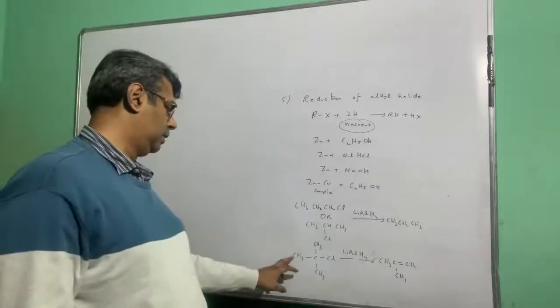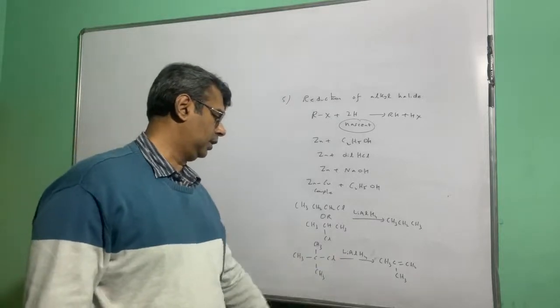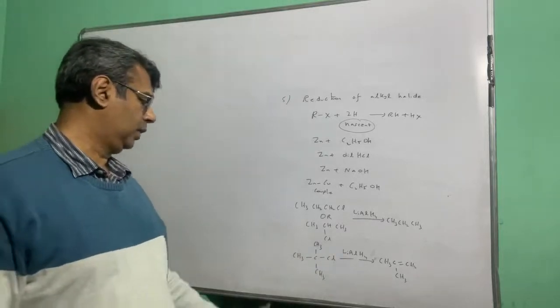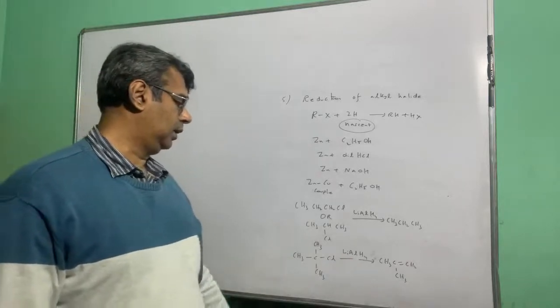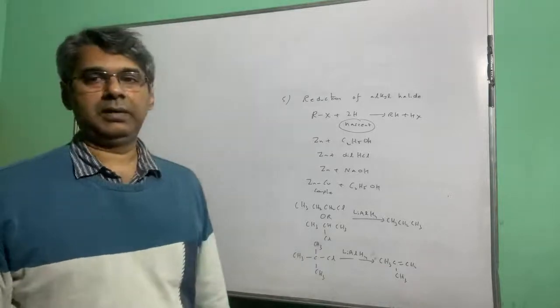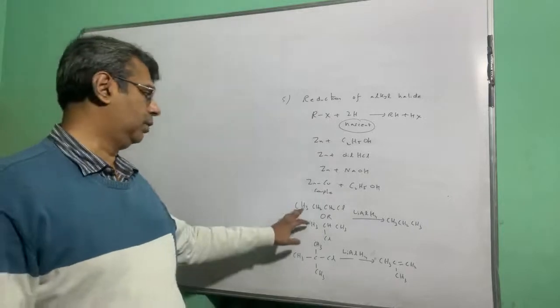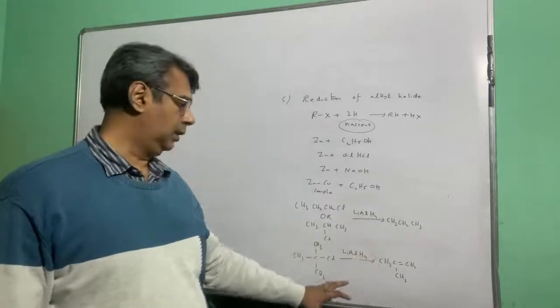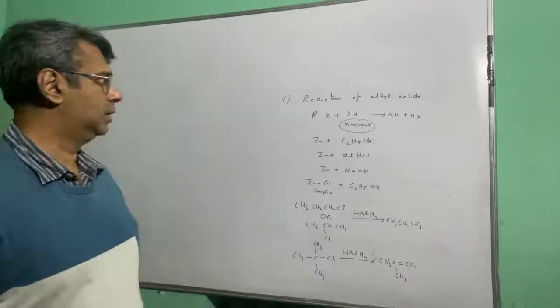Suppose (CH3)3CCl, a tertiary compound, is reduced with LiAlH4. Then what will happen is that instead of alkane, you will get alkene. So this is the reason why we cannot use LiAlH4 for a 3 degree alkyl halide. For 1 degree and 2 degree it's okay, but for 3 degree, instead of alkane, you will get alkene, that's why you cannot use it.